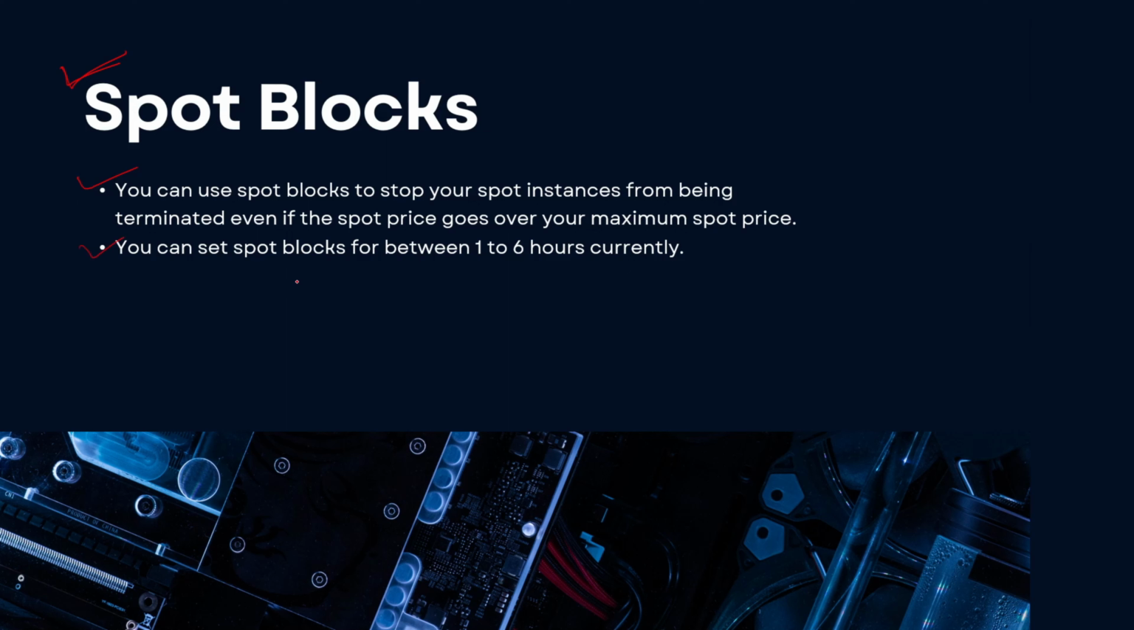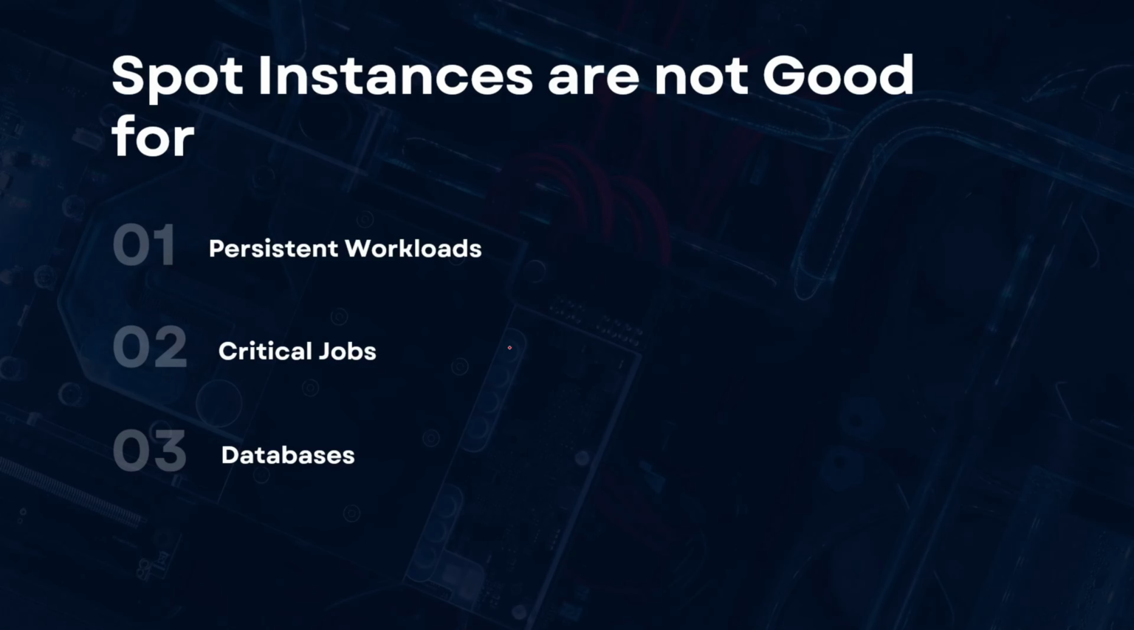You can set spot blocks for between 1 to 6 hours currently, as of the current implementation that AWS has. So in the scenario that your maximum spot price is $1 and the current spot price is $1.5, which is above your maximum spot price, you can set a spot block between 1 to 6 hours. Within that 1 to 6 hours, if the price is still above your maximum, your instance will not be terminated.